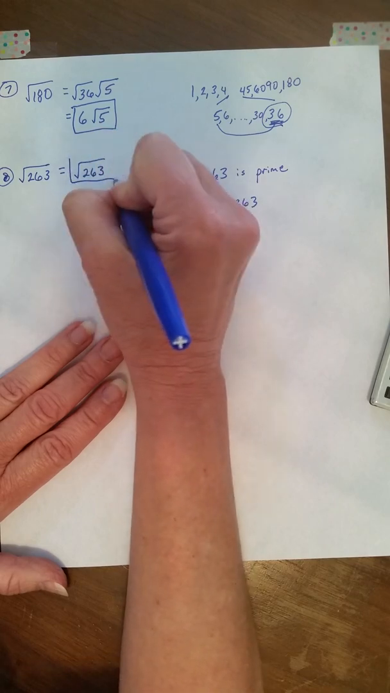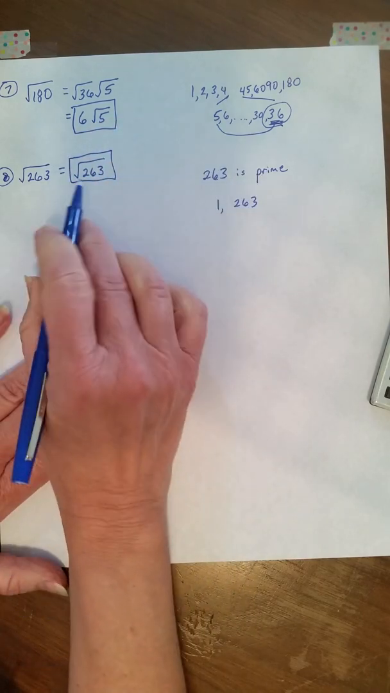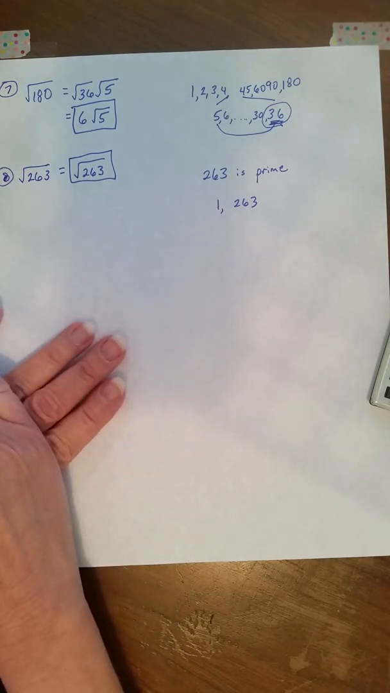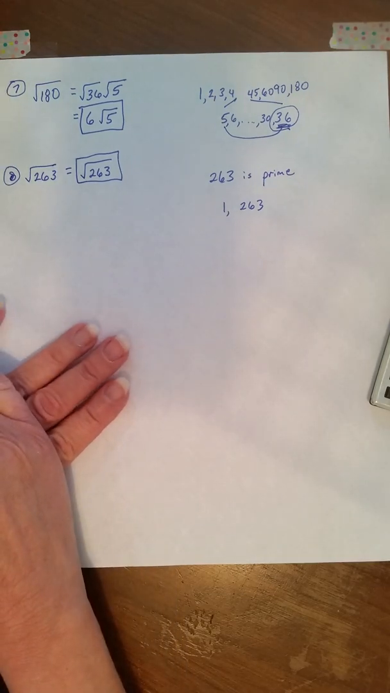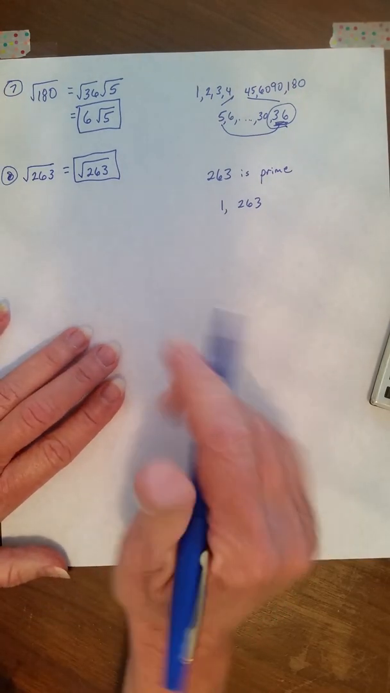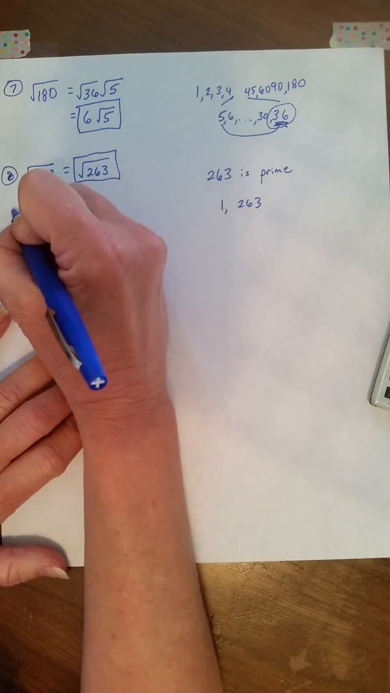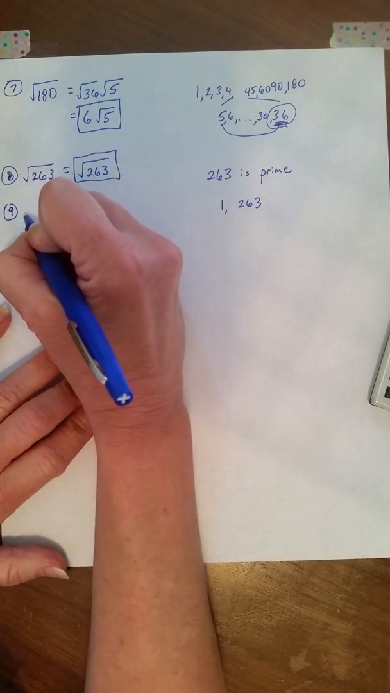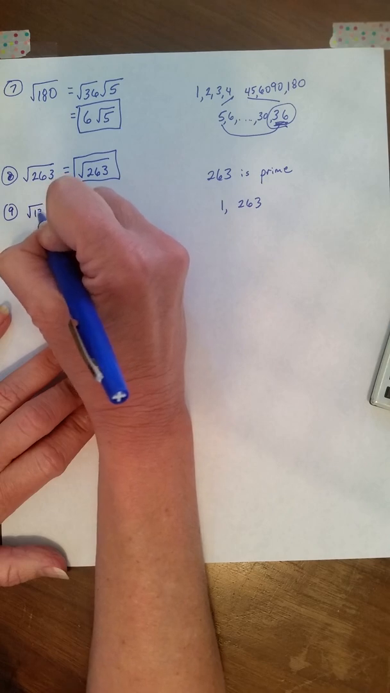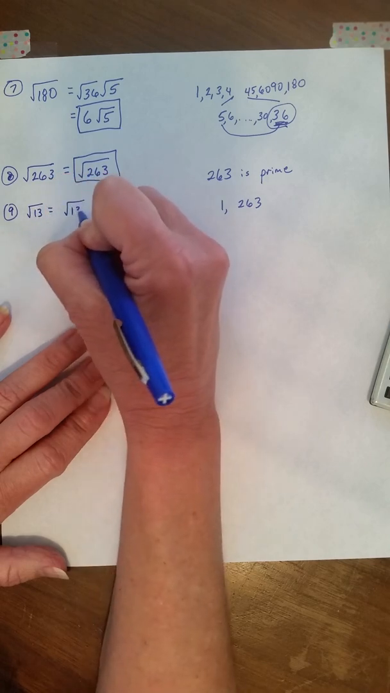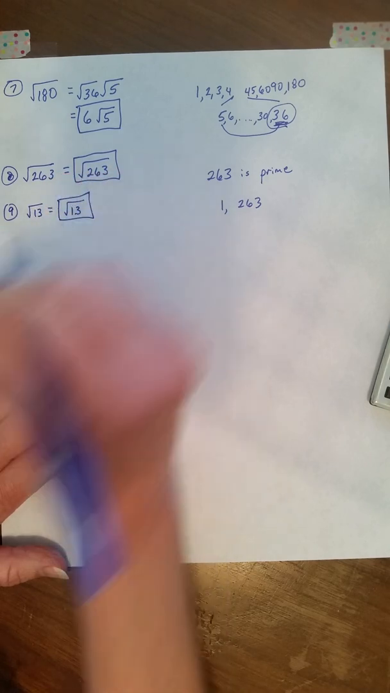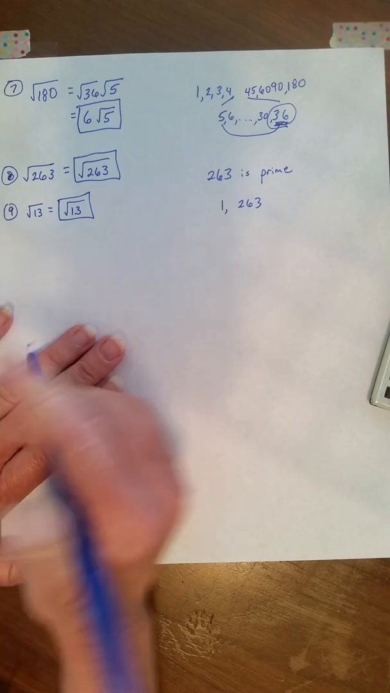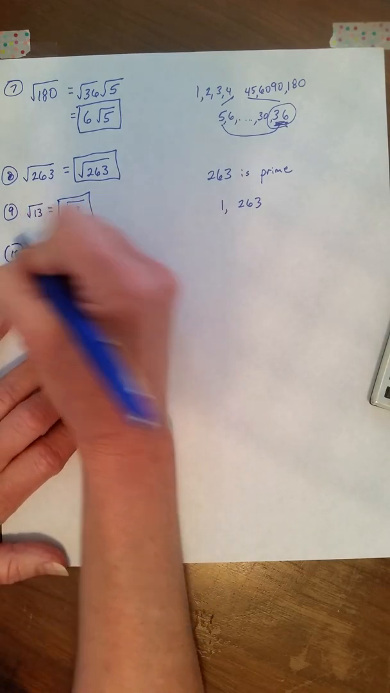Well, actually we did. We thought it through. That's what we did. But the answer is root 263. It cannot be simplified further. Any prime number cannot be simplified further. For example, we know that 13 is a prime number. That cannot be simplified further, and you just write root 13. Okay, I'm going to do one more.